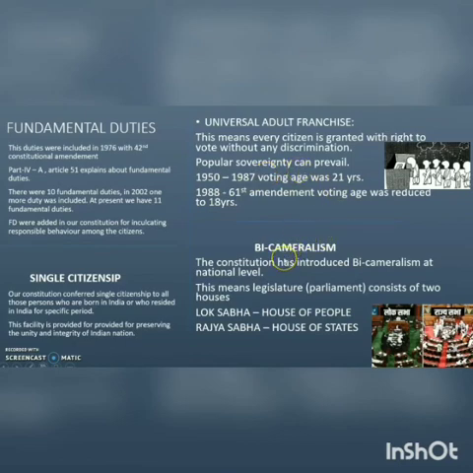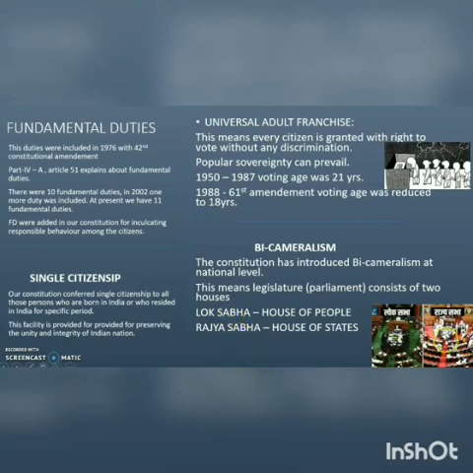Then comes bicameral legislature. What is a bicameral legislature? In the first year you have studied it. It means a legislature consisting of two houses. So, the Indian Constitution provides that there should be a bicameral legislature at the national level. What is a legislature? Parliament is the legislature. So, this legislature consists of how many houses? Two houses. What are the two houses? Lok Sabha and Rajya Sabha.